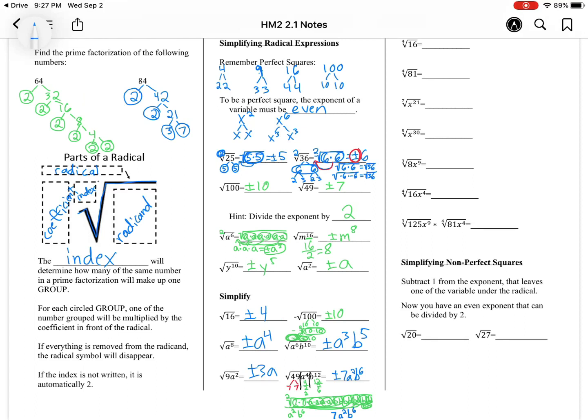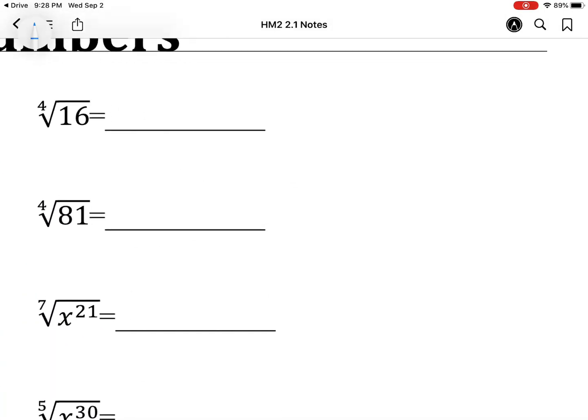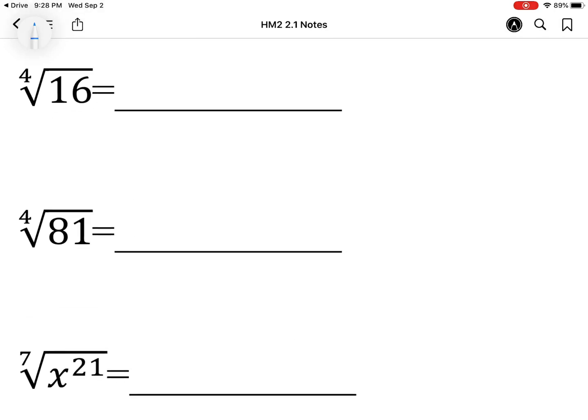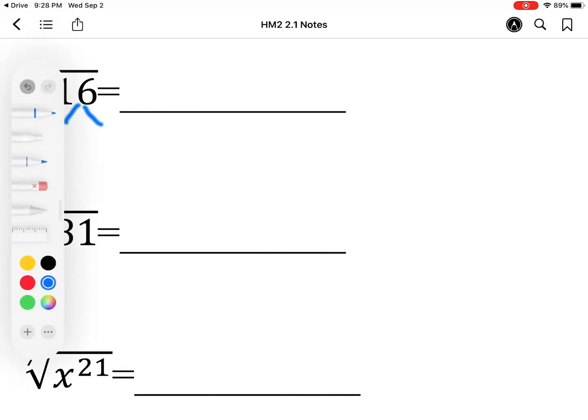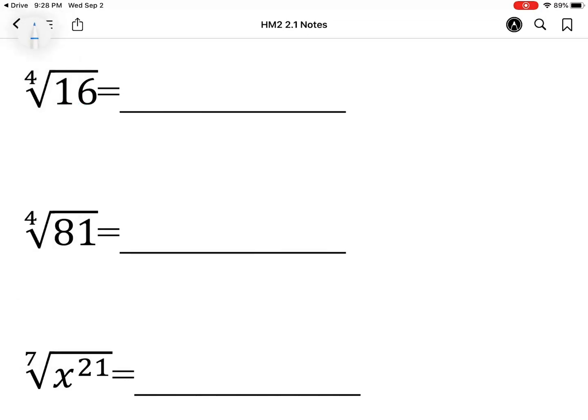Going on. So what if our index is not 2? What if it actually indicates a specific number? That means we can't just stop where our prime factorization is with our perfect squares. So we're going to take our 16 and take it all the way down. Actually, I'm going to run out of room if I do it there. Hold up.